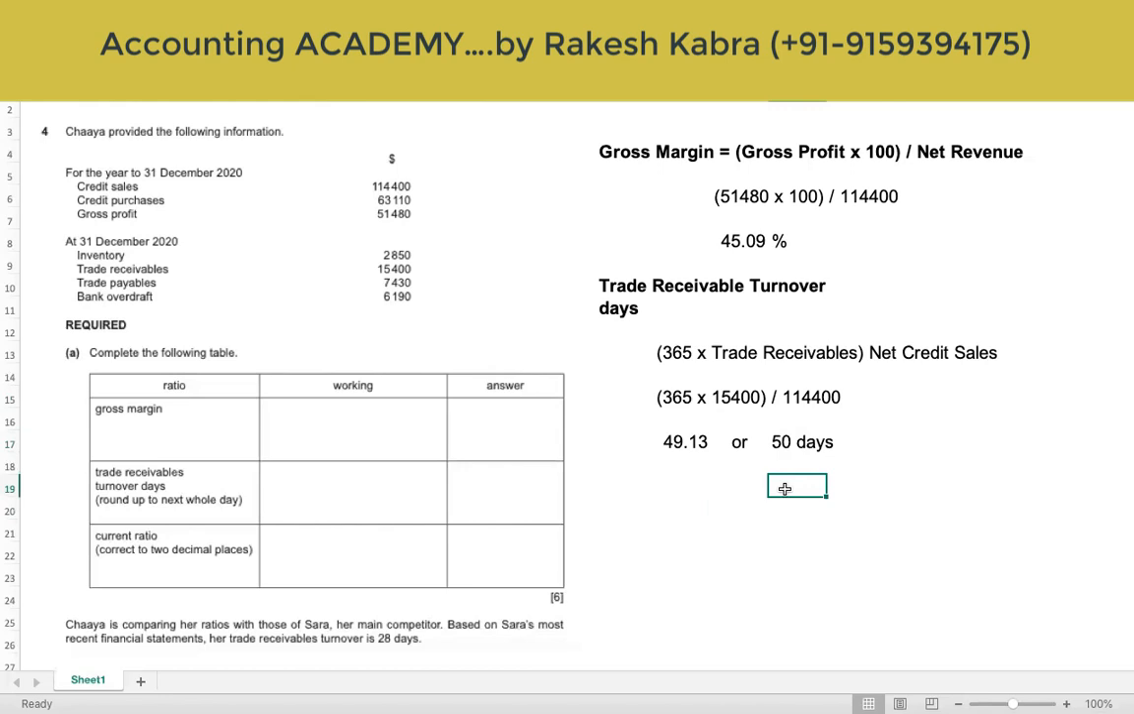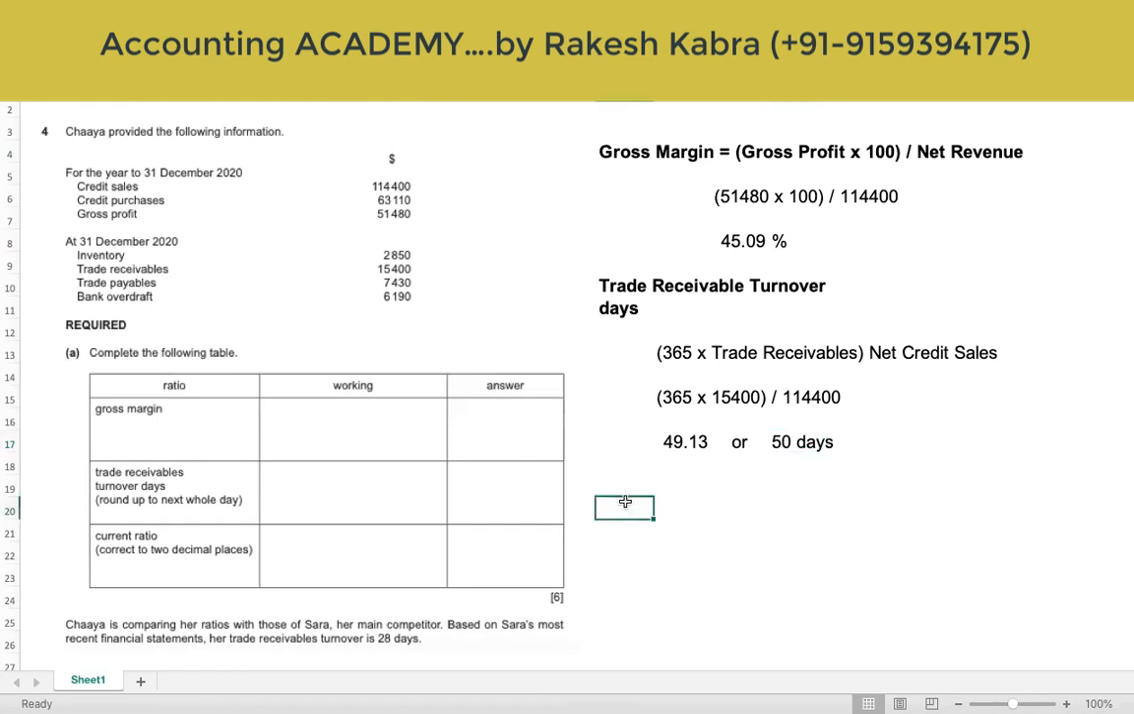So next year, try to bring down these days, 50 to 45, 45 to 40 days like that. Because if these days are increasing, it is not in favor of the business. It means credit customers are taking too much time to pay us, so there will be high chance of bad debts in the business.